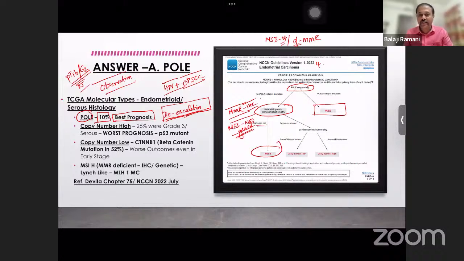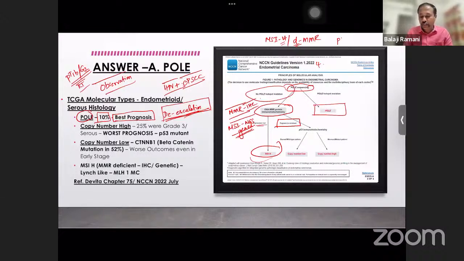So then you have the MSI high type. So then you have the next one. If POLE is not there, and there is no POLE mutation and the MSI is also not high, then you look at, which means there is a retained expression of the MMR genes. The mismatch repair genes are intact. Remember, this is a distinction that we have to make.